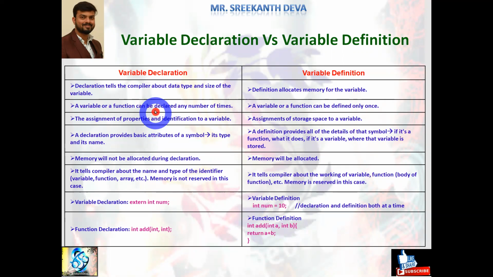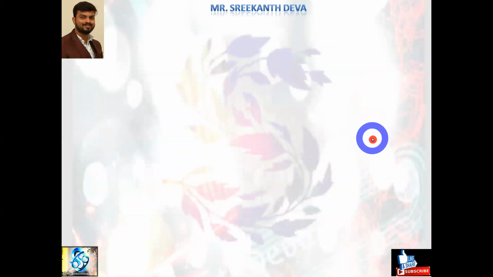This is the major difference between variable declaration and variable definition. In the case of variable declaration, it tells the compiler about the data type and size of the variable. But in the case of variable definition, the definition allocates memory for the variables. So this is the major difference between variable declaration and variable definition.